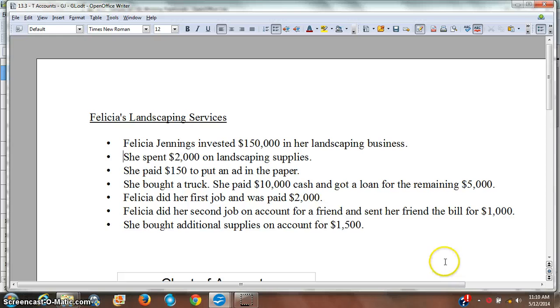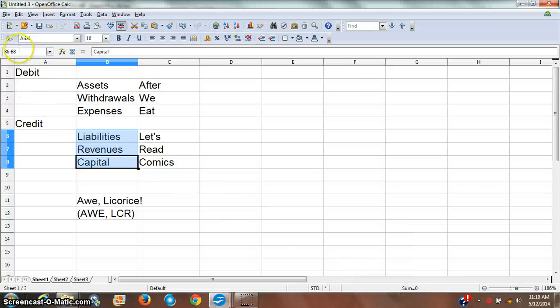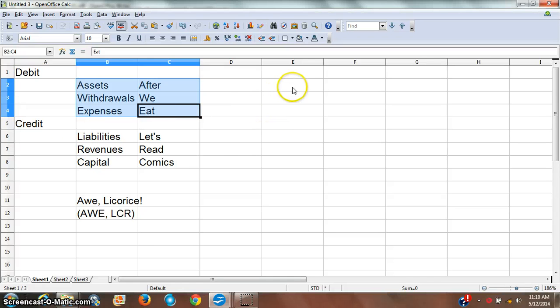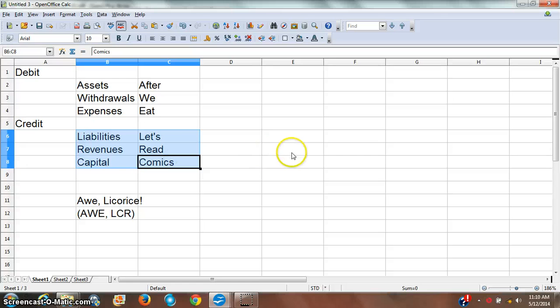The first thing we need to do is figure out this first transaction here. Felicia Jennings invested $150,000 in her landscaping business. Now, as you're doing these problems, I recommend that you have memorized this chart right here. Accounts that are what are called debit accounts, where they increase on the debit side, and then accounts which are called credit accounts, which increase on the credit side.